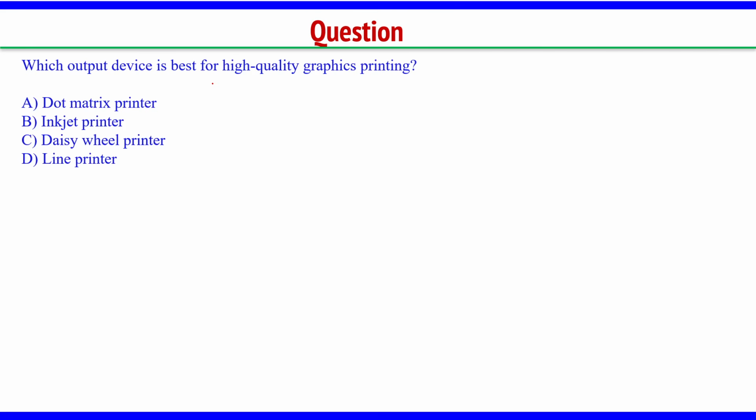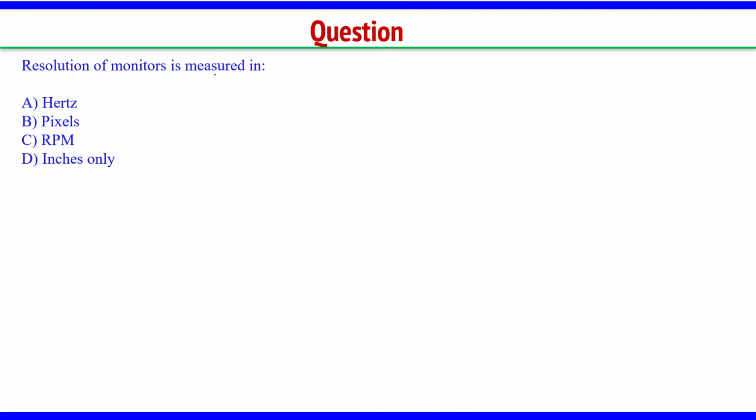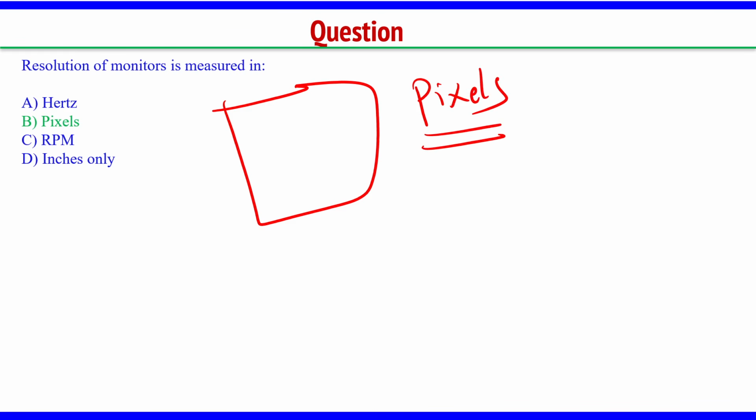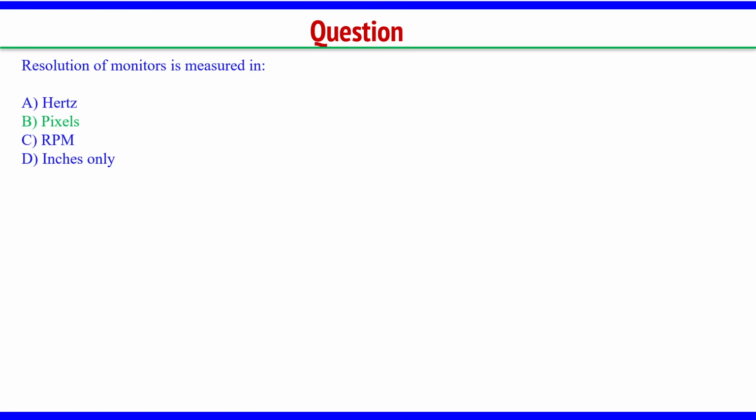Which output device is best for high quality graphics printing: dot matrix, inkjet, daisy wheel, or line printer? Obviously it is the inkjet printer because it gives 300 dpi. Resolution of monitors is measured in what? It is pixels. A photo image contains lots of pixels, and each image contains lots of pixels. In the same way, for monitors we use pixels.